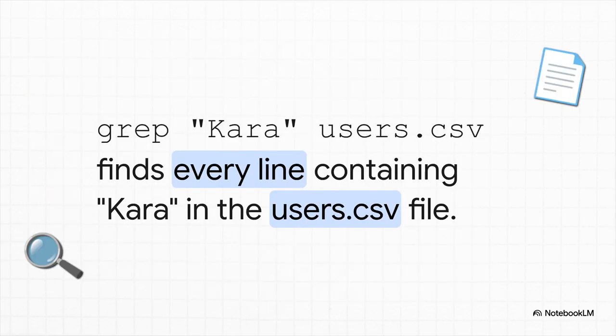So how do you use it? Well, at its most basic, you just type grep, the word you're looking for in quotes, and then the name of the file you want to search. So this command right here is going to look inside that users.csv file and instantly show you every single line that contains the name Kara.